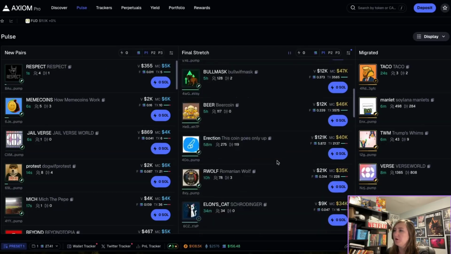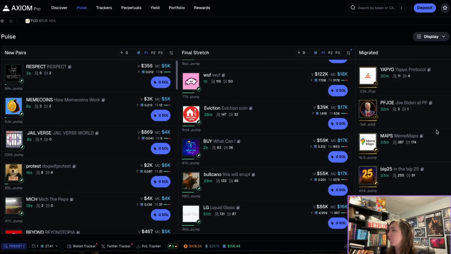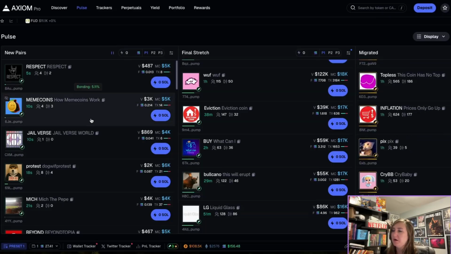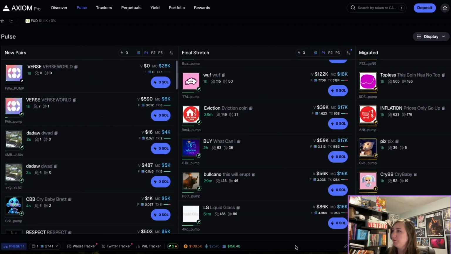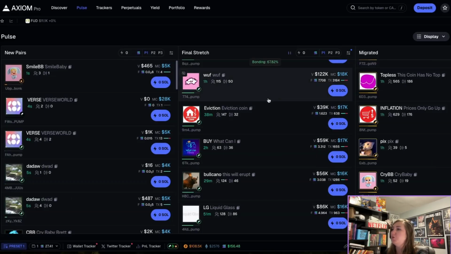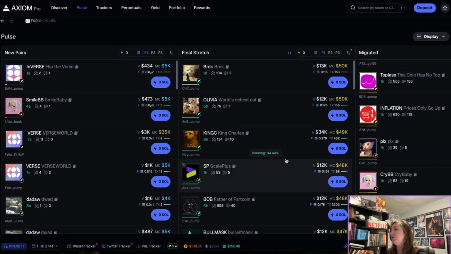Usually what I'm looking for is I'm just scanning through final stretch or migrated. I really don't play new pairs. So if you're just starting out, I would suggest picking a section, focus on that section. What section do you want to get good at scanning, and then move on from there.